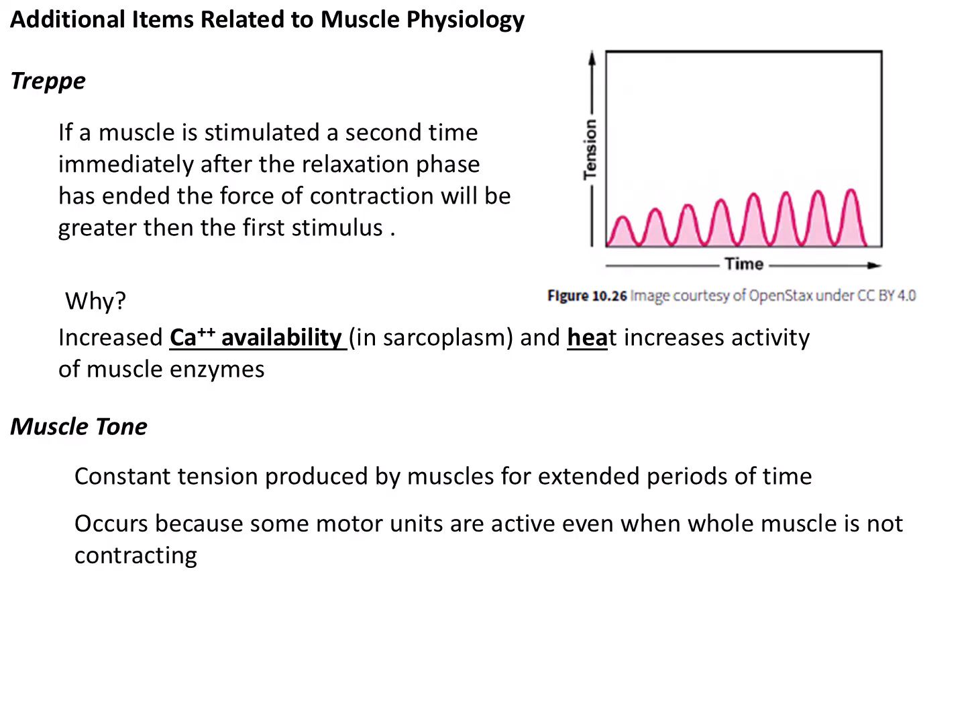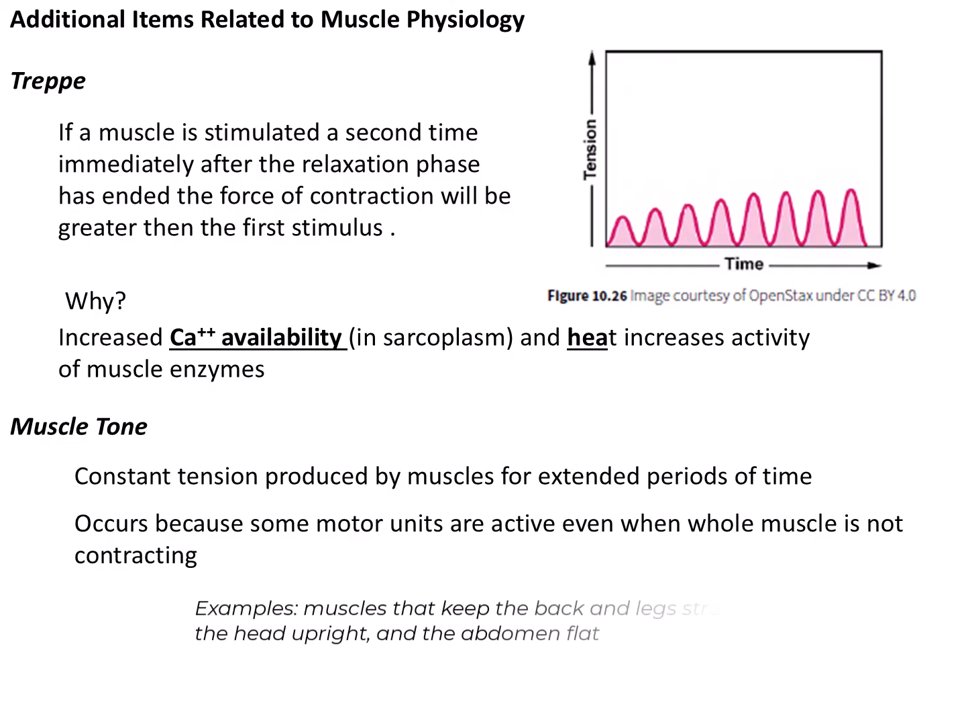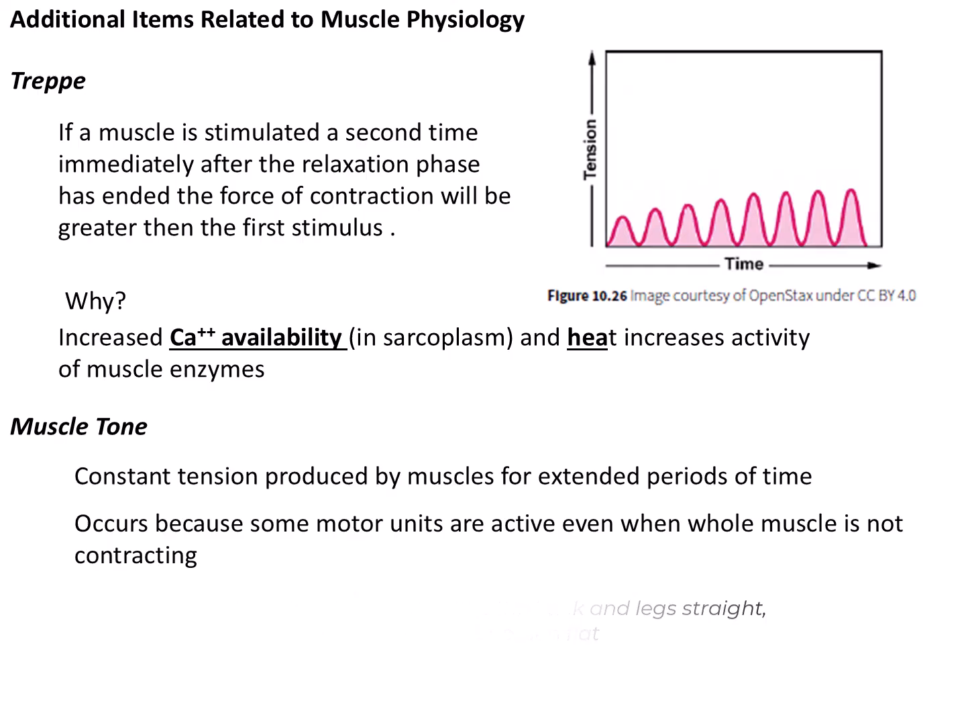Muscle tone is the tension produced by muscles for extended periods and occurs because some motor units within the muscles are active even when the whole muscle is not contracting. Examples of muscle tone are the muscles that keep your back and legs straight, and the muscles that keep your head upright, and the muscles that keep your abdomen flat. If you strength train to increase muscle mass, there will also be an increase in muscle tone even at rest. Muscle tone burns calories, so if you have more muscle and more muscle tone, you're going to burn more calories at rest than you might otherwise.